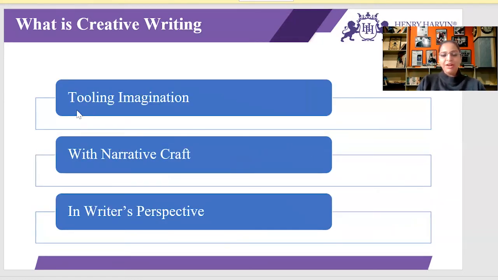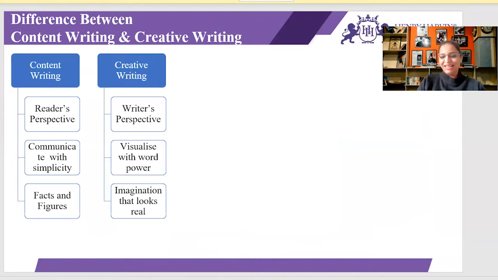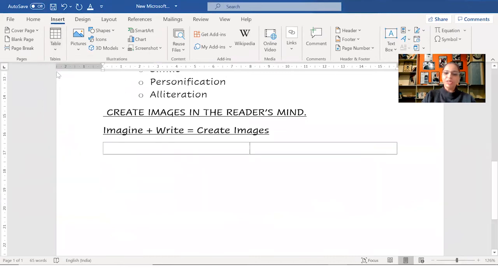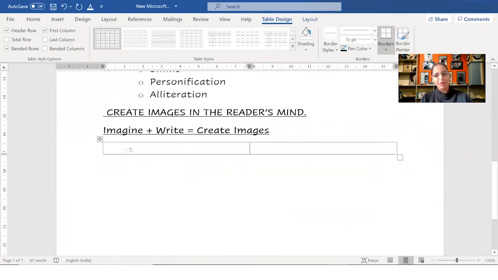What is creative? Obviously, we have covered this: tooling imagination with narrative craft and from the writer's perspective. So let's understand what the writer's perspective is. Okay, before that, we need to understand the differences between content writing and creative writing. If you have done the content writing course, you must know the difference between content writing and creative writing. So let me insert a table for you, and then we will see one example from content writing and one example from creative writing. So let's go to content writing, and we have creative writing.